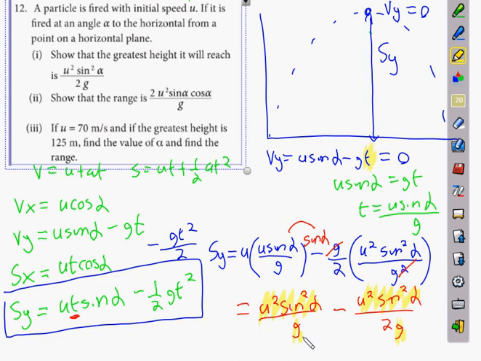So you're left with this answer here. U squared sine squared alpha all over 2g. You could get them the same denominator, put 2 there and put 2 there. Then you have 2 of them, take away 1 of them, which is 1 of them, all divided by 2g. Okay, now the next thing they want us to go after is the range.